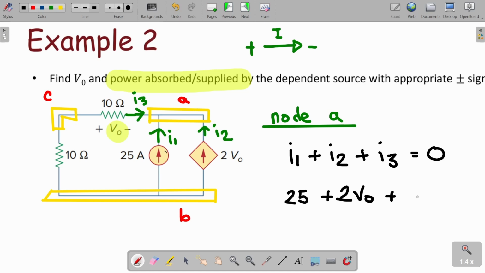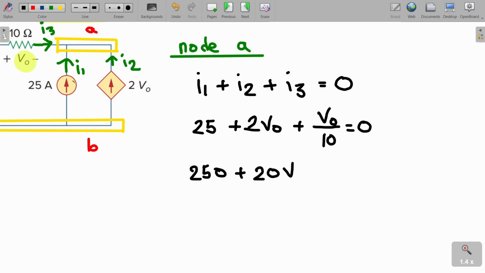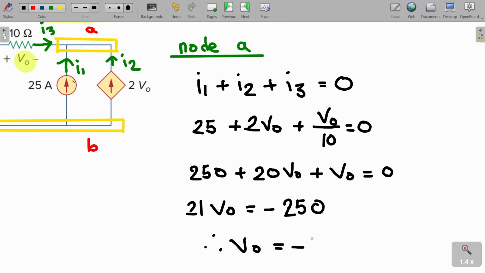Put the values of I1 and I2. For I3, we can simply apply Ohm's law, which is I equals V by R. Multiply both sides by 10 to make the equation easier. From here, we get V0 equals minus 11.9.